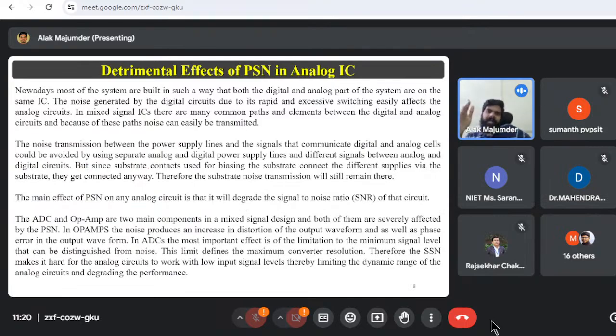A similar impact is also found in analog IC, mostly in circuits like op-amp, analog to digital converter, mainly the mixed signal ICs. In the previous slide we explained that the noise margin gets affected. If the noise margin gets affected, the signal to noise ratio also gets weakened, right?